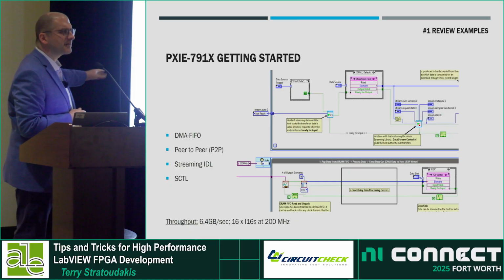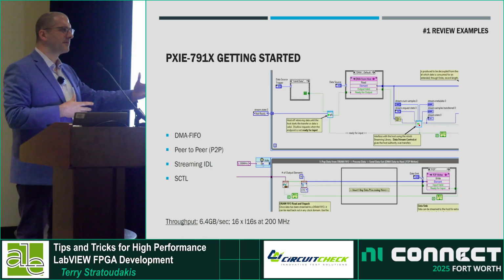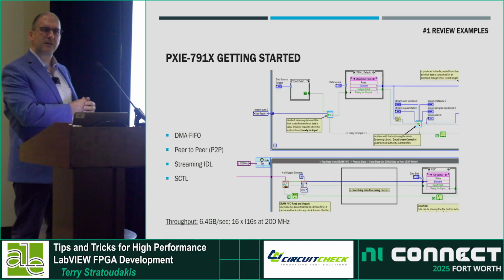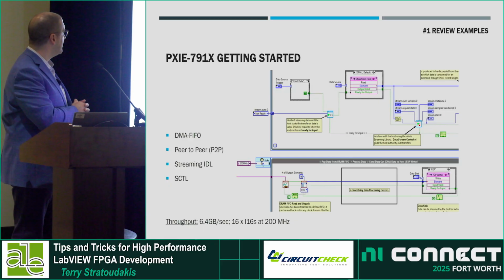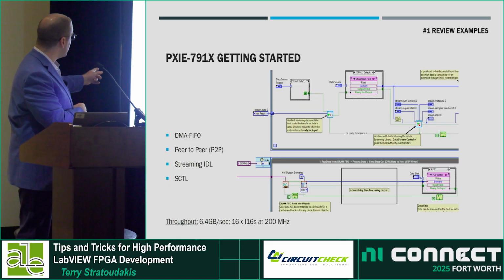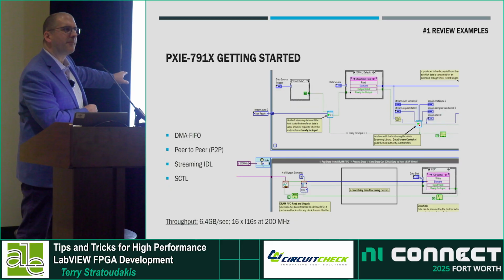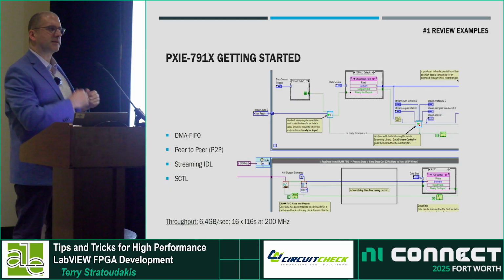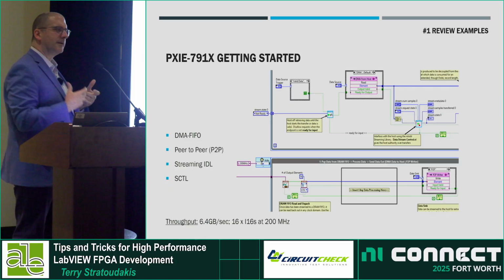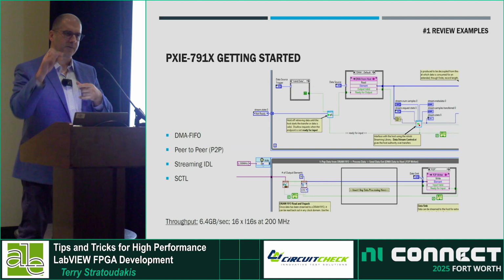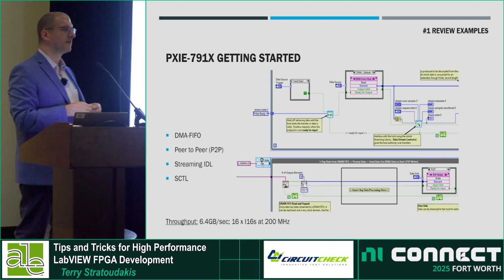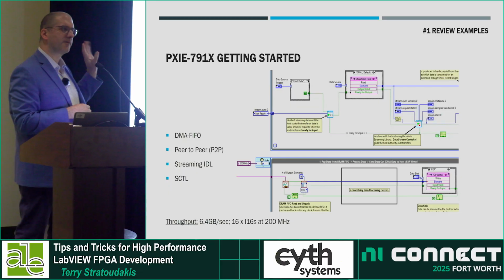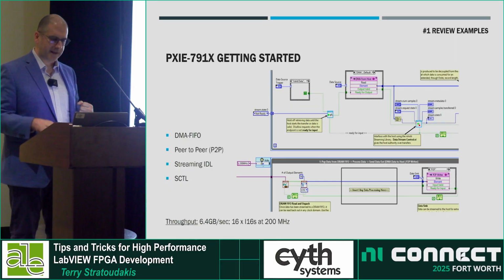And then SCTL is a single cycle timed loop. A lot of times the people who are working in the compact cRIO may not have even seen that before. It's a very, very common thing. And notice this here is running about 6.4 gigabytes per second. There's a 200 megahertz loop, so those data paths are 16 I16s, that's what's in that width. Even if you're not using this hardware, this is a really good example to just review and understand.